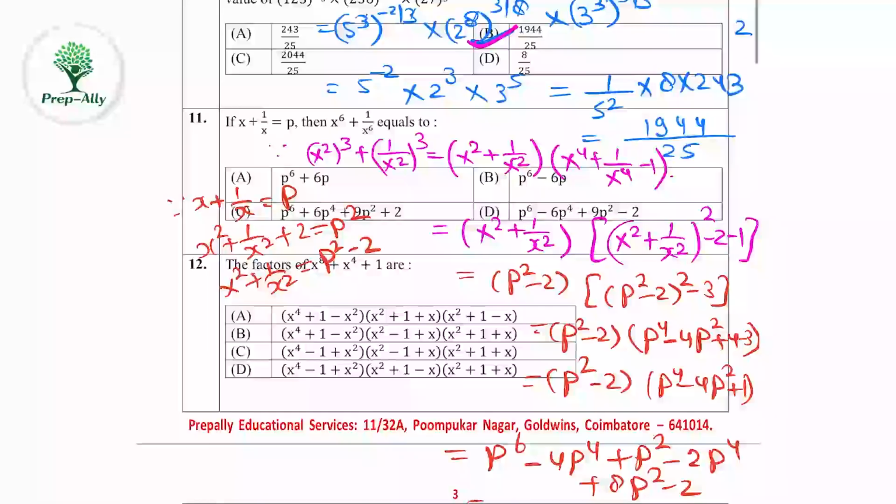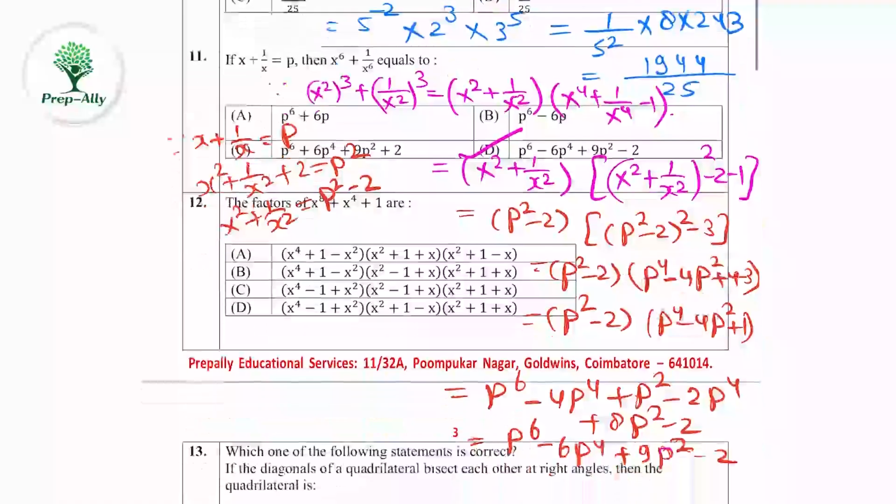And again after simplifying we can write p raised to power 6 minus 4 minus 2 is minus 6p raised to power 4 plus 9p square minus 2. So here if you check the options, we are getting the option D is the correct one. So p raised to power 6 minus 6p raised to power 4 plus 9p square minus 2. This is the correct answer for the question number 11.